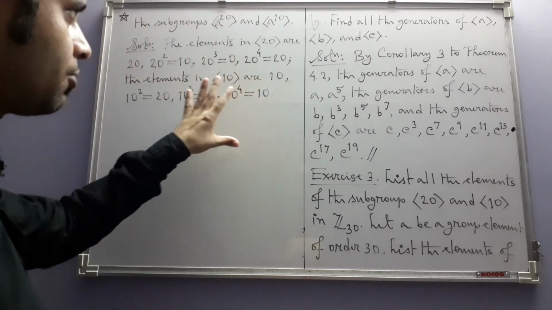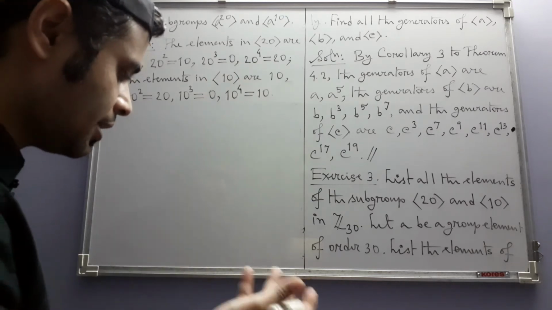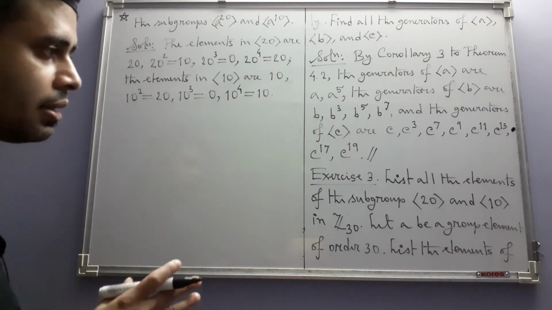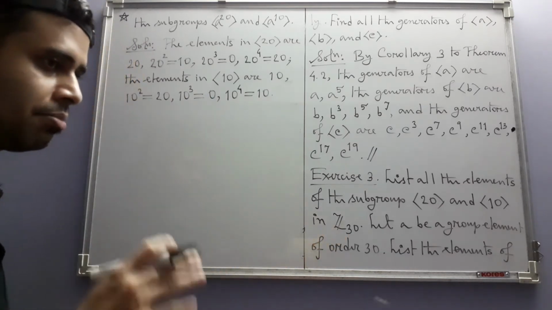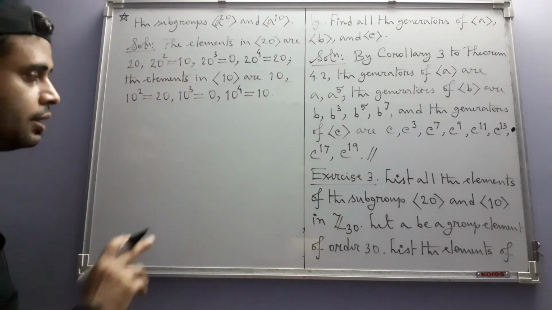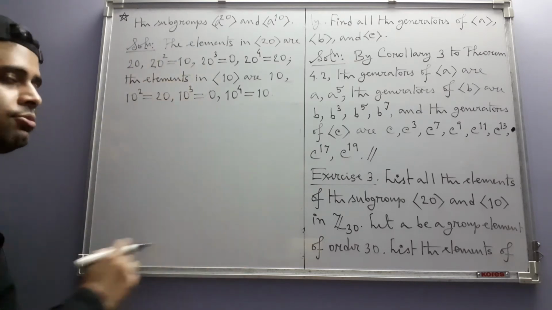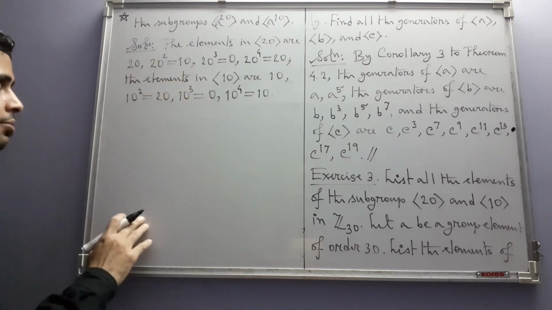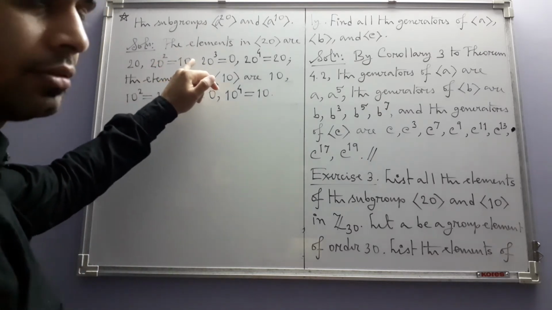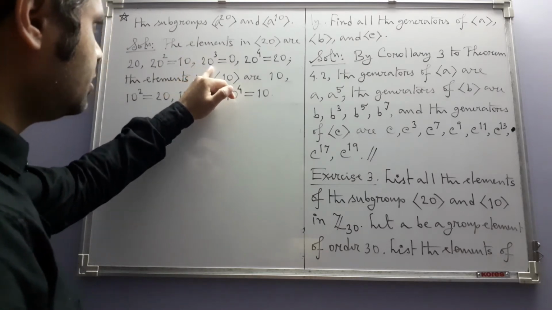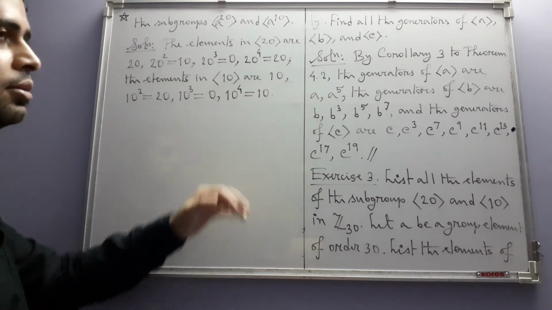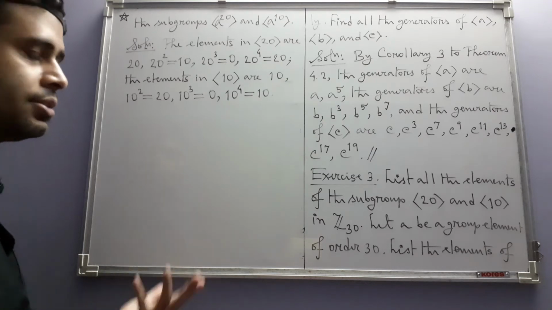The calculation, there is no problem with the calculation, but what I was saying just now is wrong. 20 square, since we are in an abelian group and the operation is actually addition, 20 square is not 400. 20 square means 20 plus 20. So that is 40. And modulo 30, that is 10. Just like that, 20 cube is 20 plus 20 plus 20, which is 60. So modulo 30, that is 0.